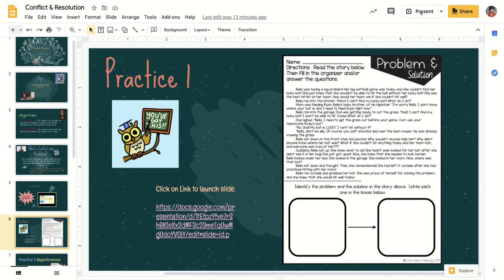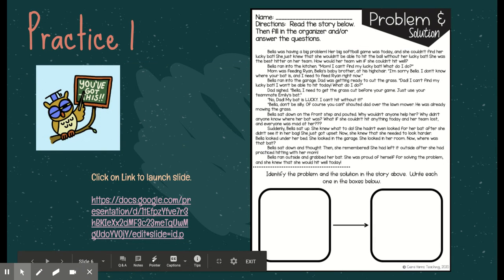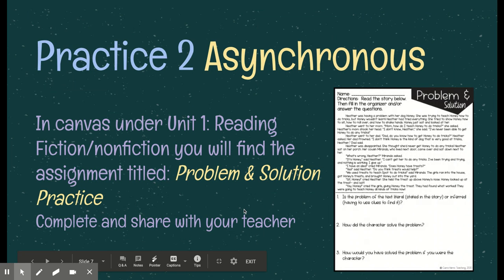Okay, so now during your asynchronous time, you're going to go into Canvas and under the Unit 1 Reading Fiction and Nonfiction tab, you click into that, you will find an assignment titled Problem and Solution Practice. And just like the short story that we read together, you're going to read this next story. It's a different story, and it's going to ask you 3 questions.